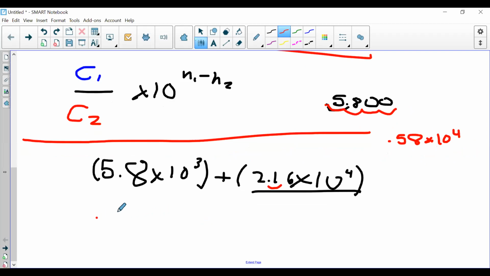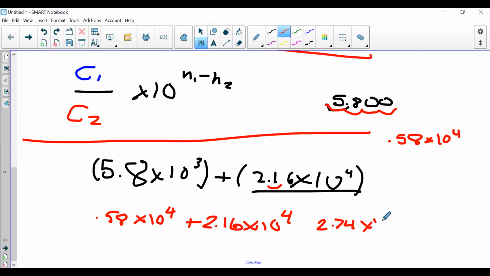So we're going to have 0.58 times 10 to the 4th, and the exponents don't do anything, all right, plus 2.16 times 10 to the 4th. These exponents are the same, so that's going to be it. And it's going to be 2.16 plus 0.58. So that'll bring it up. If I add the 0.5, that'll bring it to 2.66, and then the 8 there will bring it to 2.74. So 2.74 times 10 to the 4th.